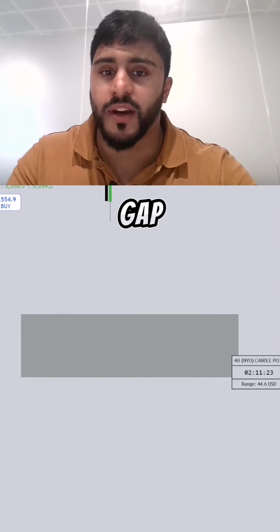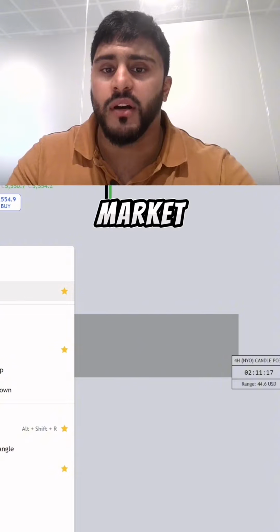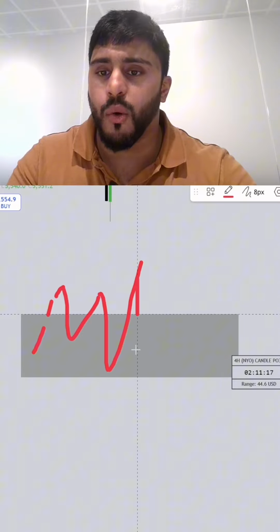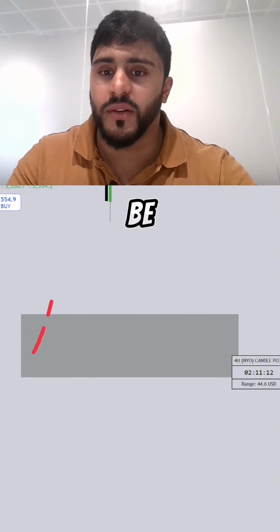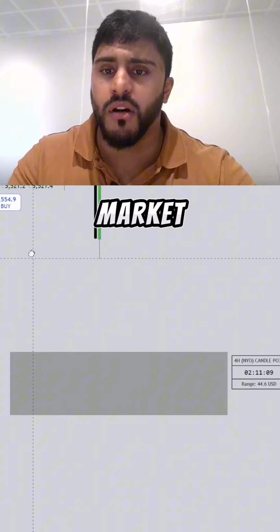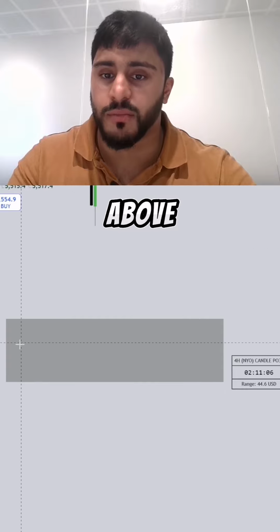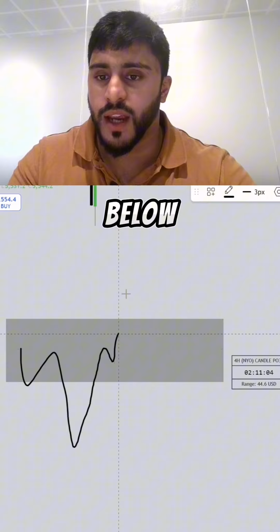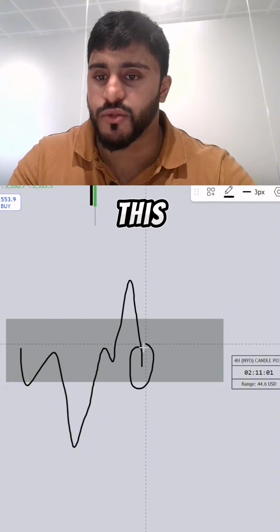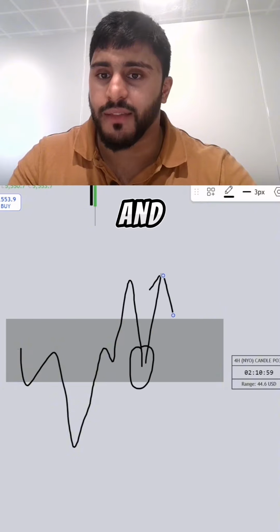When you see a fair value gap, the market can do one of two things. The market can either hold the level or it can break the level. In this case, we're going to be looking at a specific trade case where the market breaks below this level and then breaks above this level. So we see price breaking below and then above. Your job is to catch this retracement before price moves to the upside. And that's exactly what's happened here.